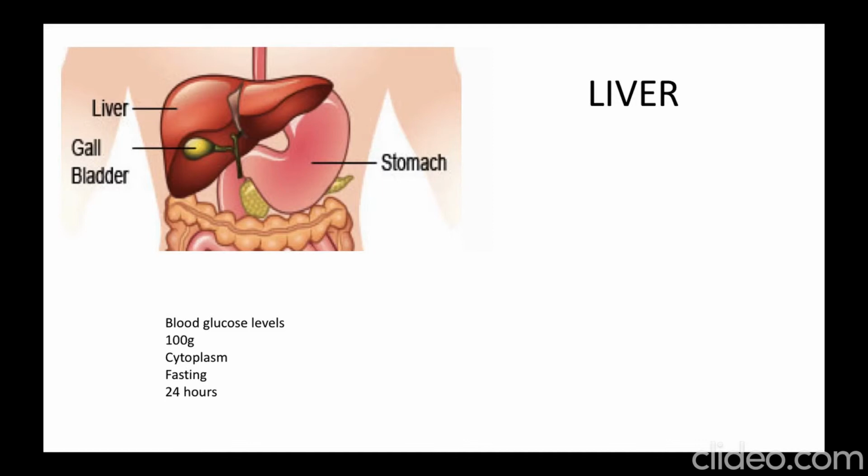Okay, so we talked about the production and synthesis, but where is it actually stored? There are two places where it's stored. The first one is the liver, and the second one is the muscle. The main role of the liver is to maintain a good glucose level. It takes up about 100 grams of the liver, and it is stored in the cytoplasm.